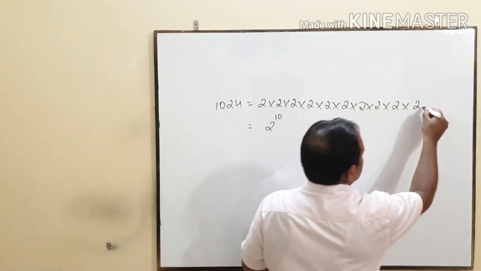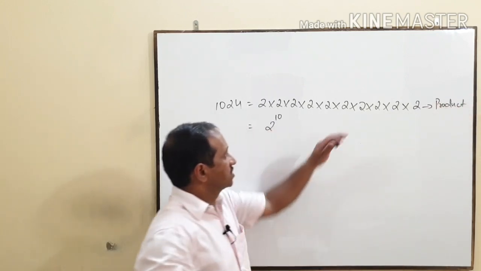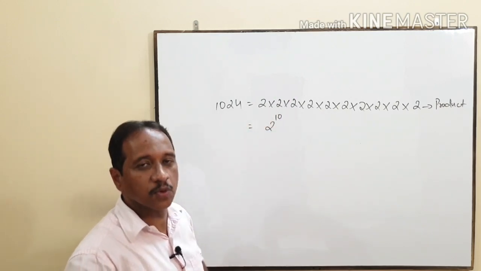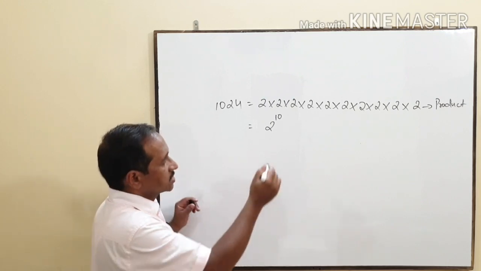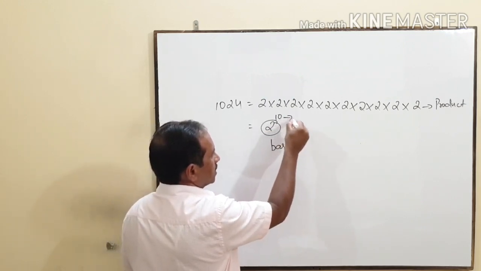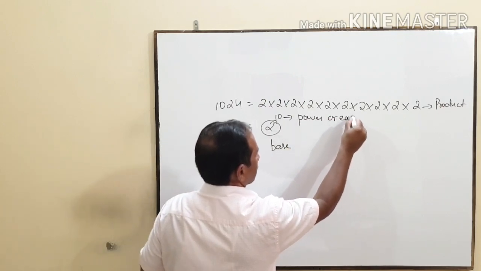And this is called the product form. The first line is in the product form and the second line is in the exponential form. In this exponential form, 2 is called the base and 10 is called the power or exponent.